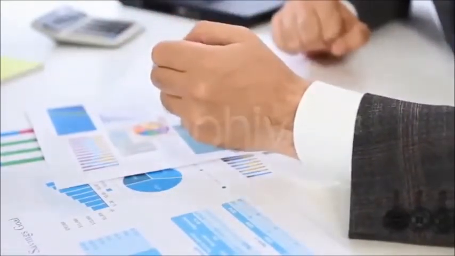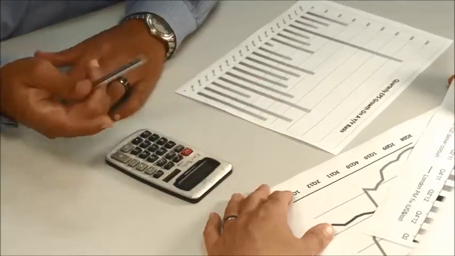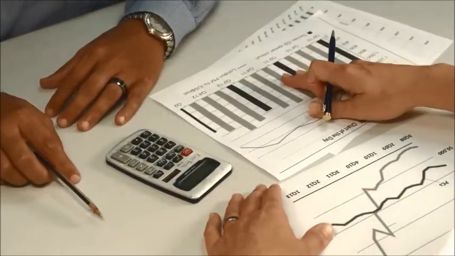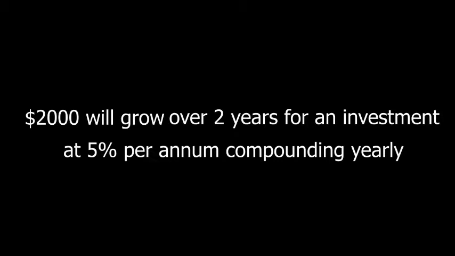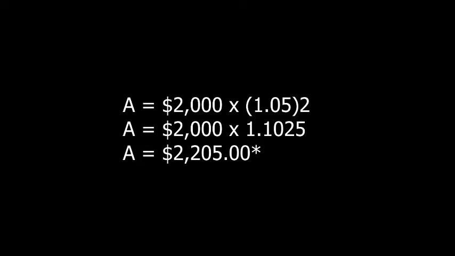Here, the interest is added to the principal at the end of each year, so the next year the interest is worked out on a larger amount of money than what was originally borrowed. For instance, how much will $2,000 grow over 2 years for an investment at 5% per annum, compounding yearly? To solve this... Therefore, simple and compound interest is necessary for the future, as it allows individuals to increase their income and accurately calculate it. Thank you for such great insight.